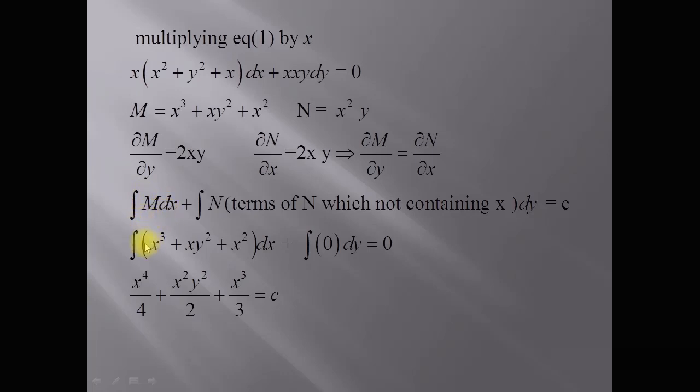So the integration of M, which is x cube plus x y square plus x square, with respect to x: the integration of x cube is x to the power 4 by 4, plus the integration of x y square with respect to x, which is x square by 2 into y square, plus the integration of x square with respect to x, which is x cube by 3, is equal to c. So this is the solution of this new differential equation.